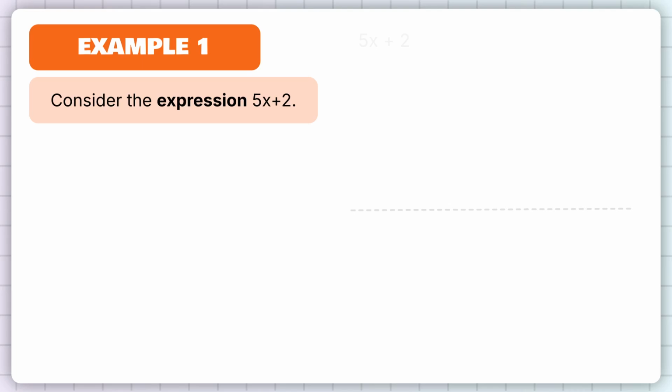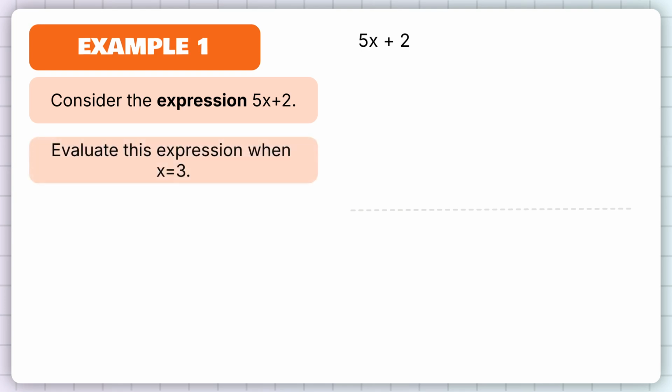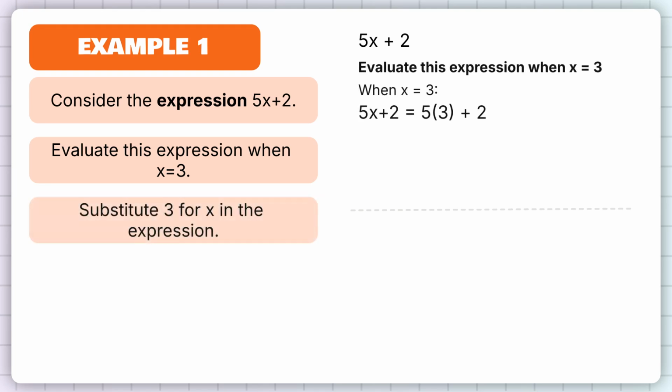Consider the expression 5x plus 2. This is just a combination of numbers and variables without an equals sign. We can't solve it for a specific value of x, but we can solve it for given values of x. For instance, if x equals 3, then substituting in this value 5x plus 2 becomes 5 times 3 plus 2. This equals 15 plus 2 or 17.